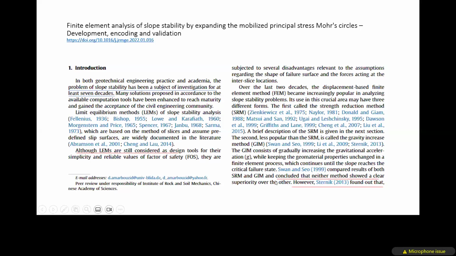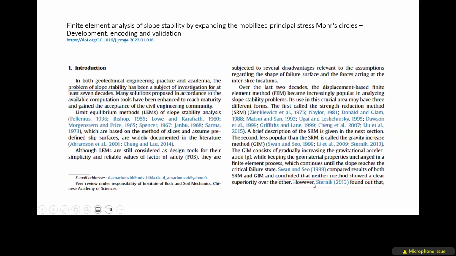Now, looking at the last sentence here: "Swan and Seo compared results of both SRM and GIM and concluded that neither method showed a clear superiority." Now, see, this is the type of literature review. He is not just saying what they have said, but he has compared the results of both, and then he is trying to pick up the conclusions, highlight them and relate that to what they are doing. Again, he has another adverb here.